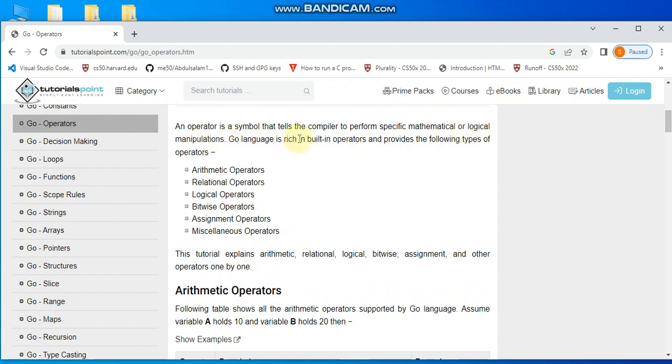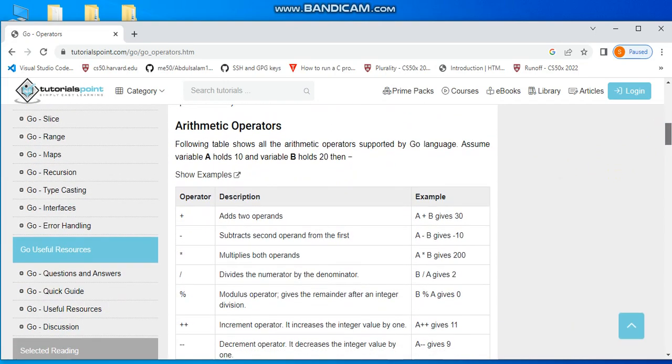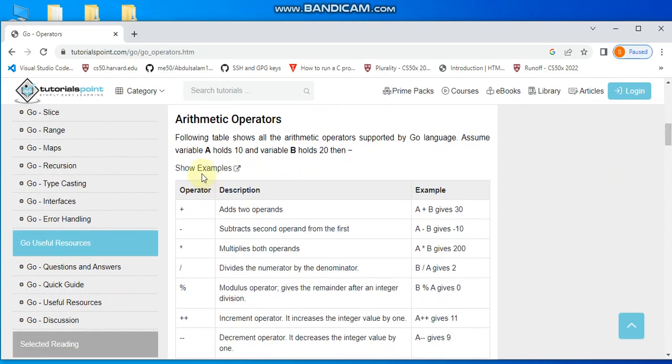Go language is rich in built-in operators and provides the following types of operators like arithmetic operators, which are used like plus, subtraction, multiplication, division. We also have relational operators, logical operators, bitwise operators, assignment operators, miscellaneous operators. So let's step into that one after the other. We have arithmetic operators here.